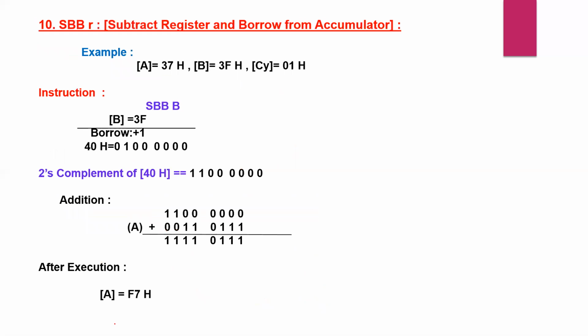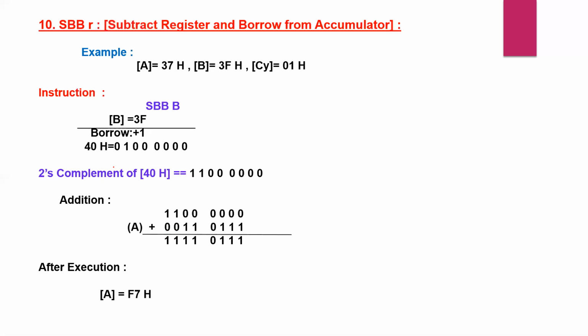Now next instruction is SBBR, that is subtract register and borrow from accumulator. In this instruction, the content of register R and carry bit are subtracted from the contents of accumulator and the result is placed in accumulator.